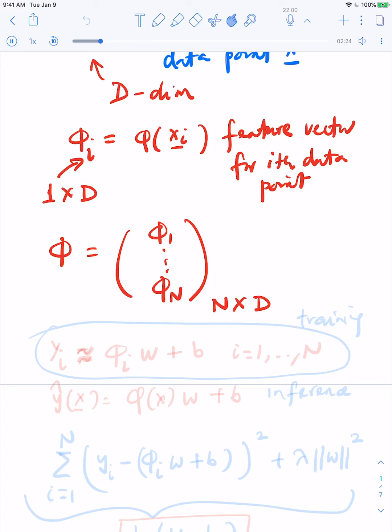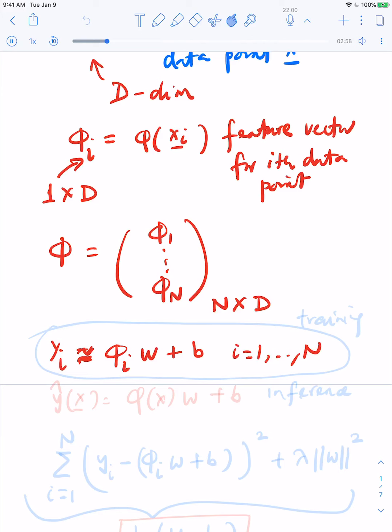And now, what's my linear regression model? I'm going to try to fit yi to a linear model. I'm going to say yi is approximately equal to phi i, remember this is a row vector, times a column vector w, so this is a number. And I'm going to allow a bias also. So this is the model I have.